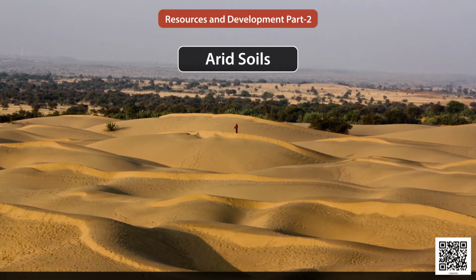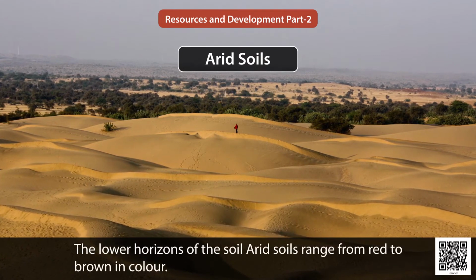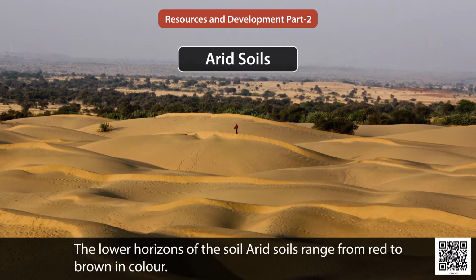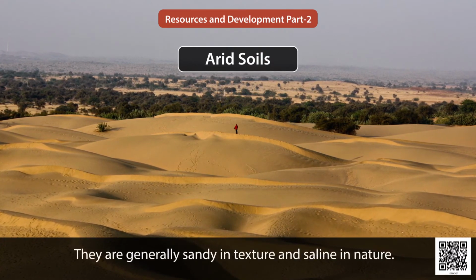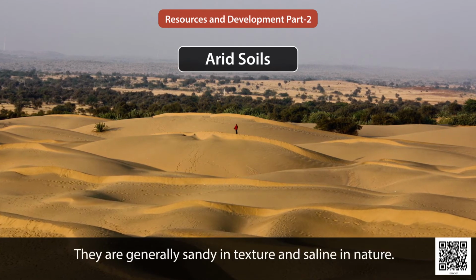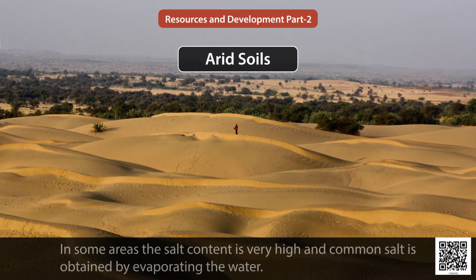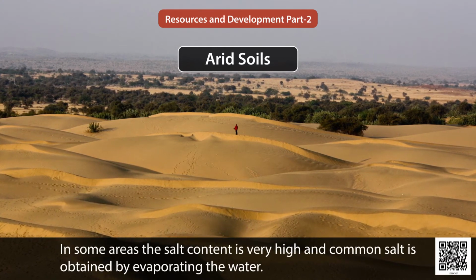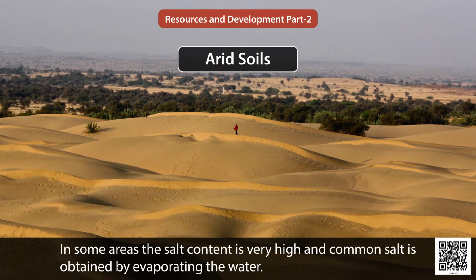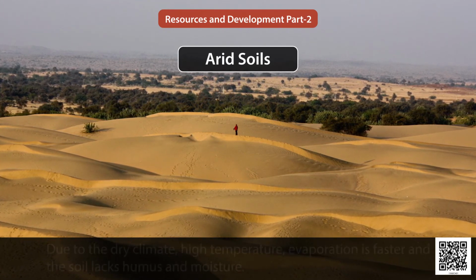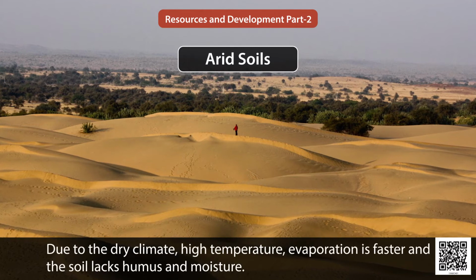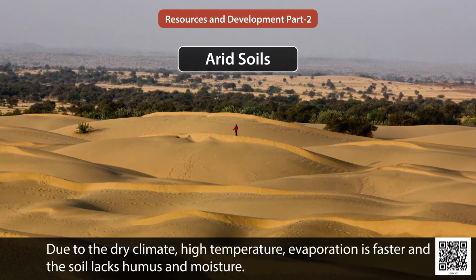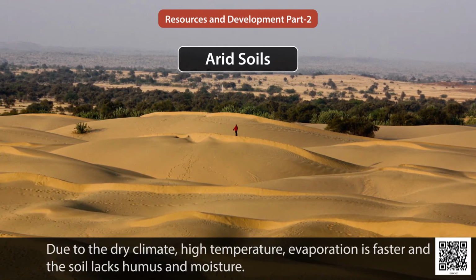Arid soils. The lower horizons of the soil, arid soils, range from red to brown in color. They are generally sandy in texture and saline in nature. In some areas, the salt content is very high and common salt is obtained by evaporating the water. Due to the dry climate and high temperature, evaporation is faster and the soil lacks humus and moisture.